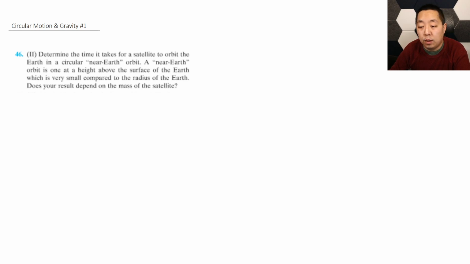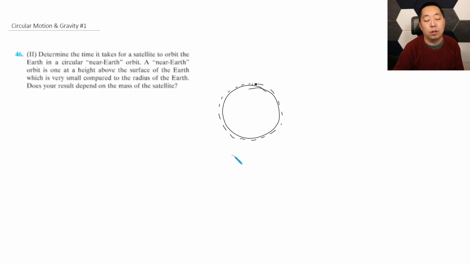All right, let's take a look at this problem, which is a little bit of an unusual circular motion and gravity problem. So determine the time it takes for a satellite to orbit the Earth in a circular near-Earth orbit. A near-Earth orbit is at a height above the surface of the Earth which is very small. So we're near the surface of the Earth, orbiting it, but just barely above the surface, around the Earth.